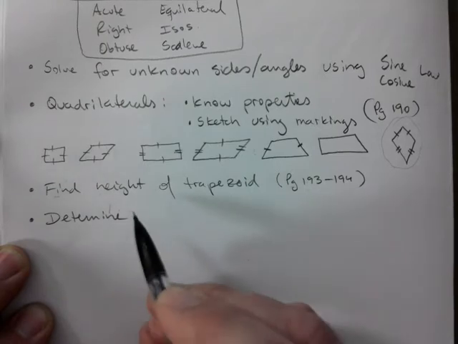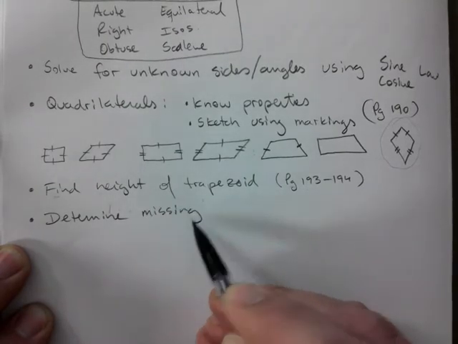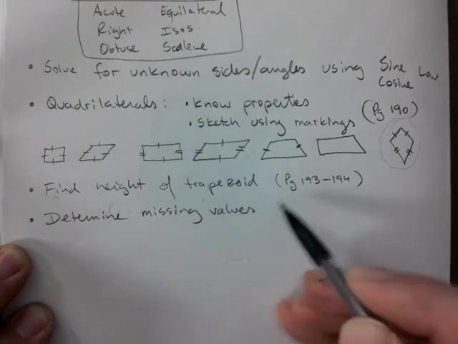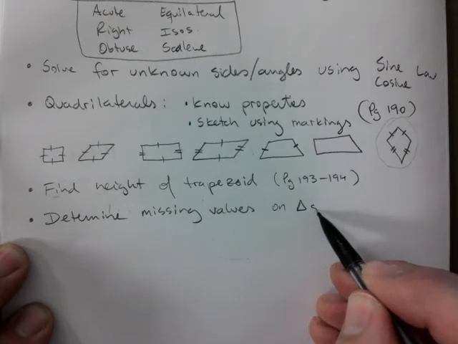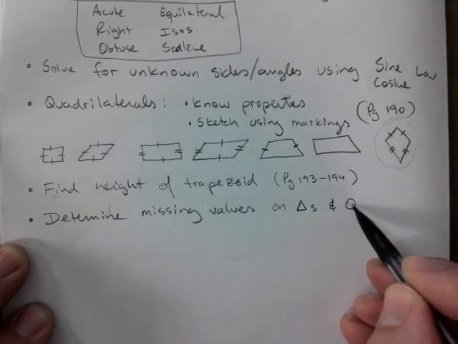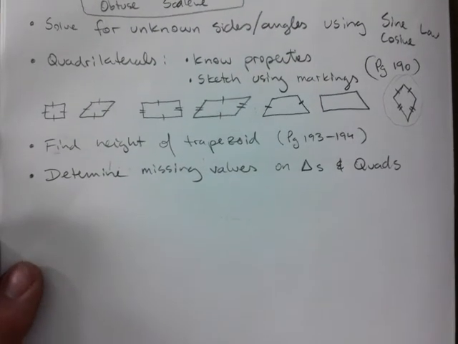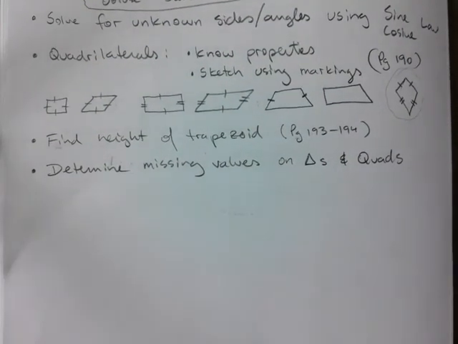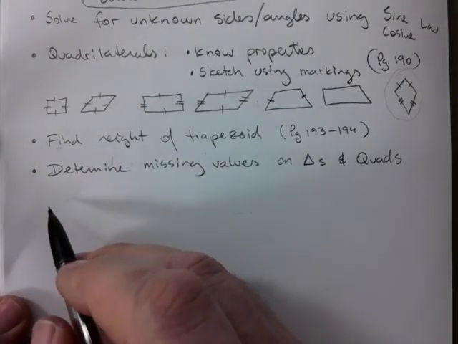Next, determine missing values on triangles and quads. Sometimes you're going to have to calculate them, like you've got to use Pythagorean theorem or something like that. Sometimes it's just you know the property, right? You know what it is, and you just fill in knowing that property.